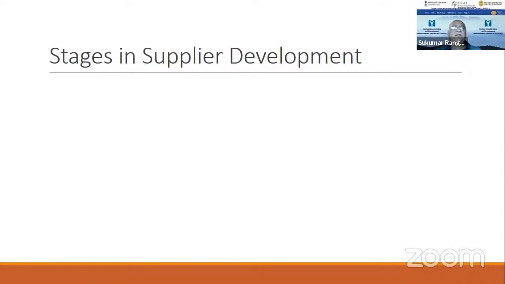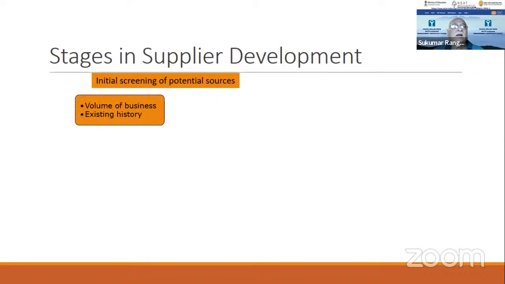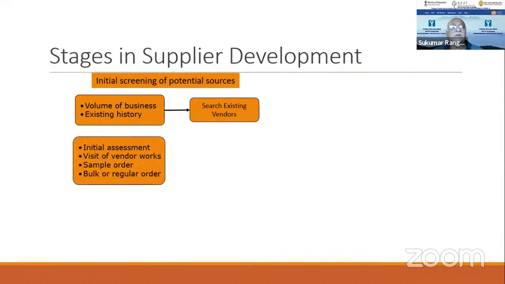So stages in supplier development: initial screening of potential resources, determine the volume of business and the existing history with that particular supplier. Search the existing vendors first, of course. Sometimes what happens, even if you want a new product, the existing vendor is able to develop that product. Now, that is better than going for a totally new vendor.